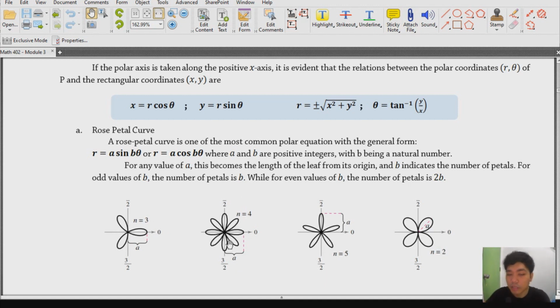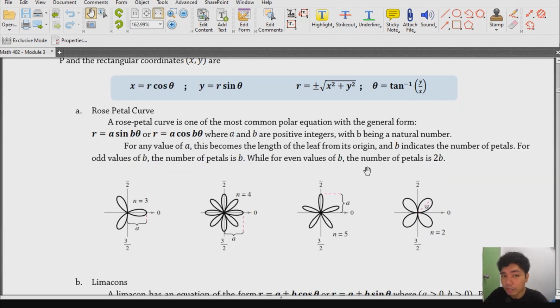So that only means na, syempre integral values to, if yung b is odd, then ganun din karami yung number of petals. Say 5, 3, so ganun yung magiging number. Pero if it is even, let's say yung b mo is equal to 4 or 2, so basically, times 2 yung number of petals. That's why dito, kung mapansin nyo, if n is equal to 2, ito yung b, so you have 4. So ganun yung concept natin regarding sa rose petal curve.